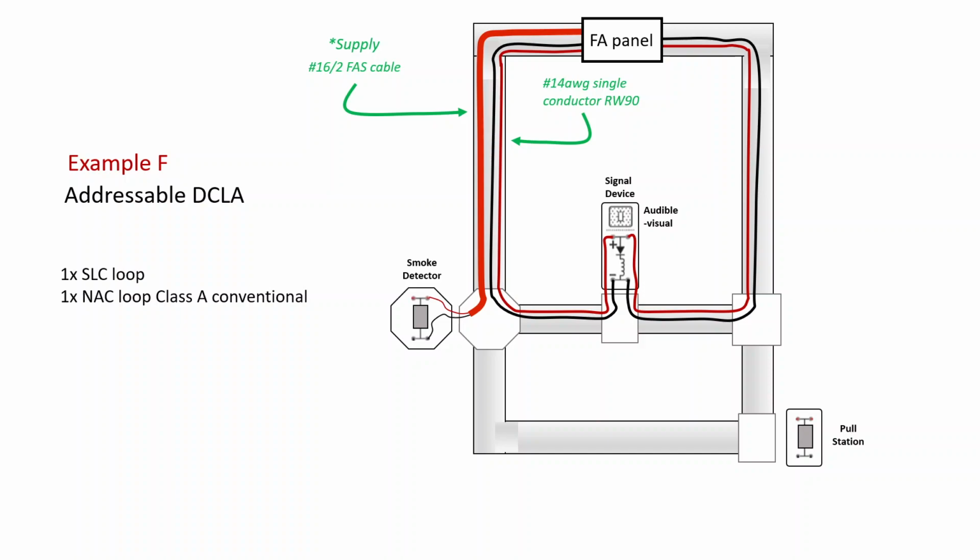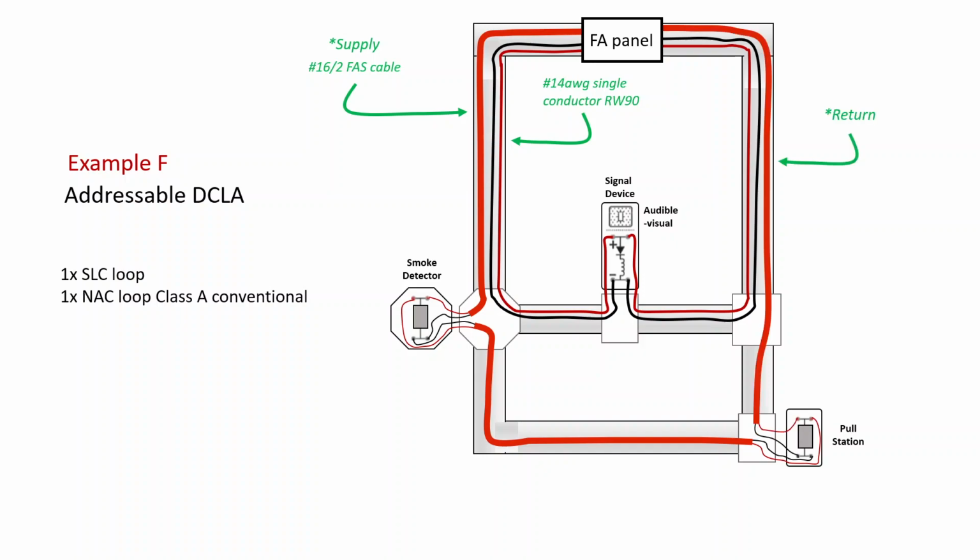I still have a 16-2 FAS cable that comes from the fire alarm panel to the first detector, but of course the smoke detector is now an addressable smoke detector, and then out of the smoke detector into my addressable pull station, and out of my addressable pull station, returning back to my fire alarm panel. So, hopefully this gives you a good idea as to the minimum wiring required for addressable and conventional fire alarm systems.